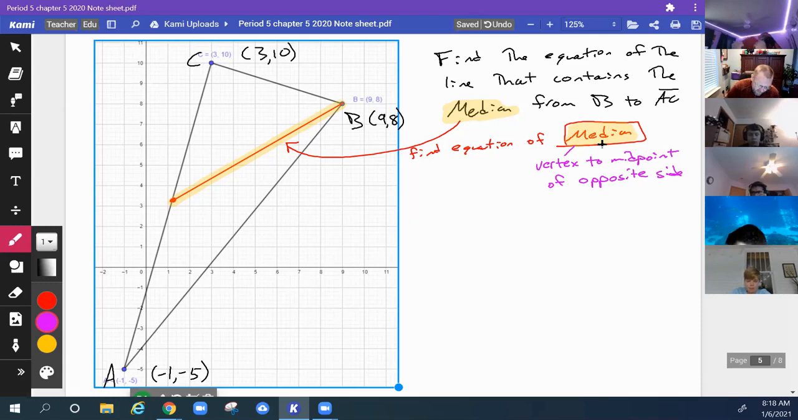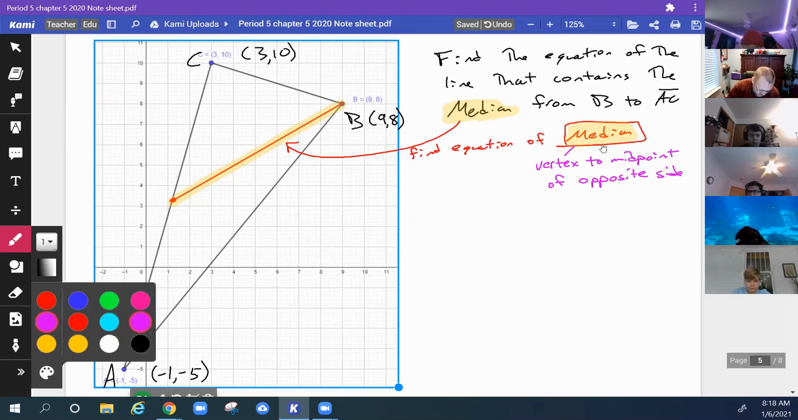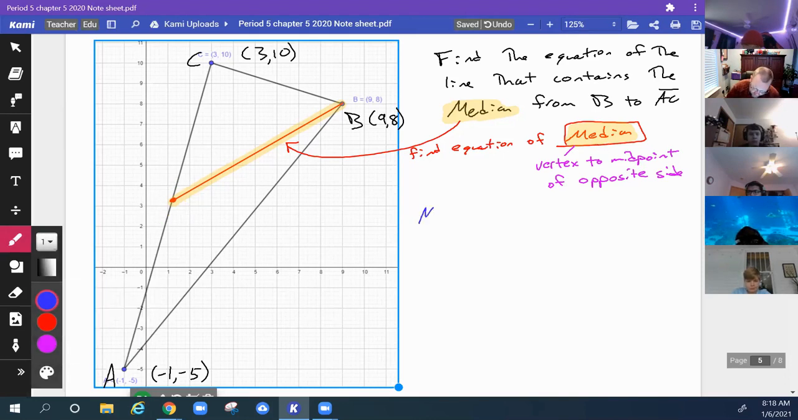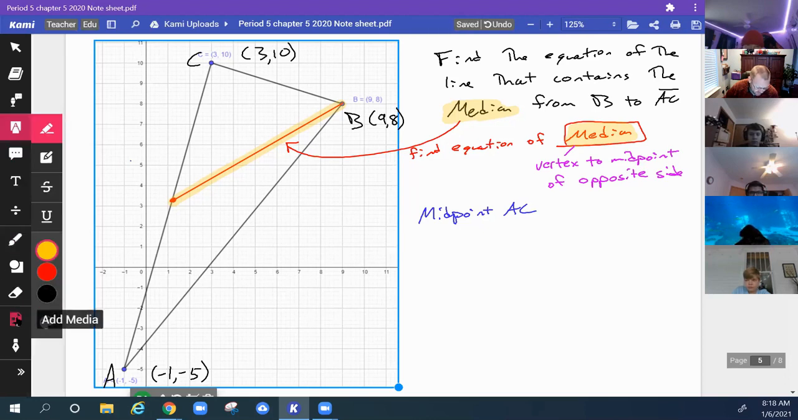So what I need to do is find this midpoint over here. So I want to find that thing, and that's just going to be the midpoint formula. I want to find the midpoint of AC, so we go through the midpoint formula and make sure that we have that.